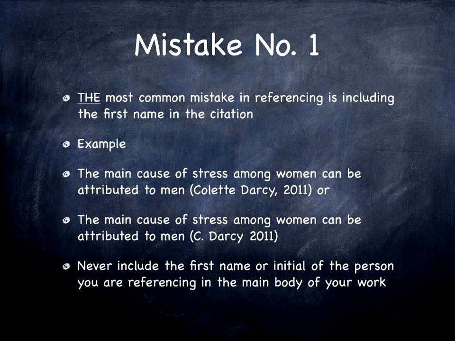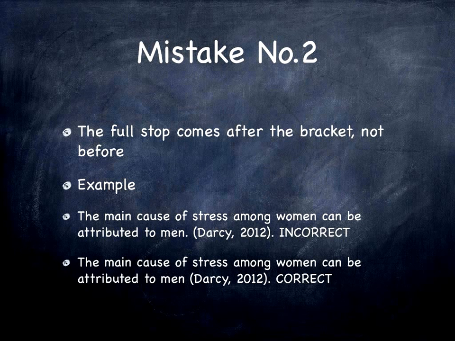Top mistake to avoid. Mistake number 2 is the positioning of the full stop. The full stop comes after the bracket, not before, and there are not 2 of them. So again, the example that I have given you is: the main cause of stress amongst women can be attributed to men, full stop, open bracket, Darcy, comma 2011, full stop. This is incorrect. Equally, it would be incorrect if we had: the main cause of stress amongst women can be attributed to men, full stop, open bracket, Darcy, comma 2012, close bracket, no full stop. It would still be wrong.